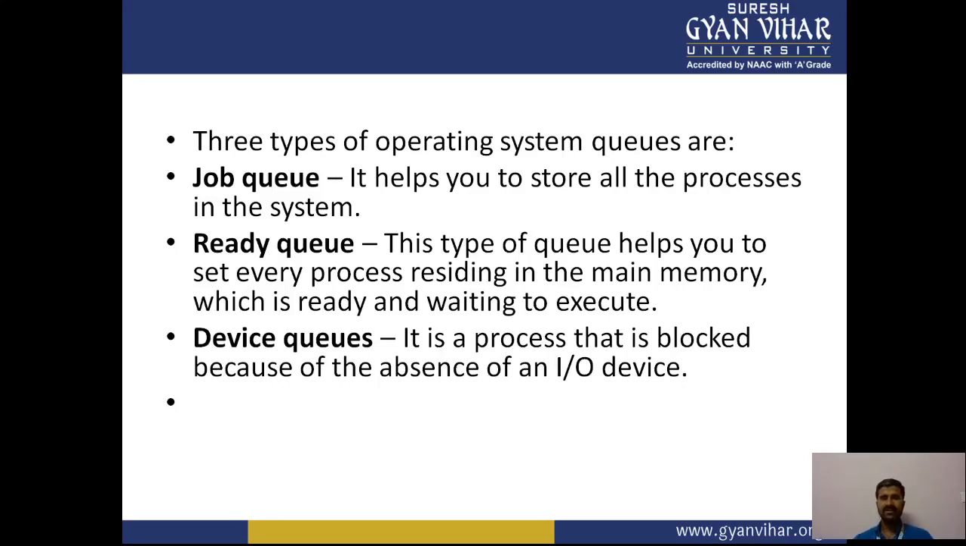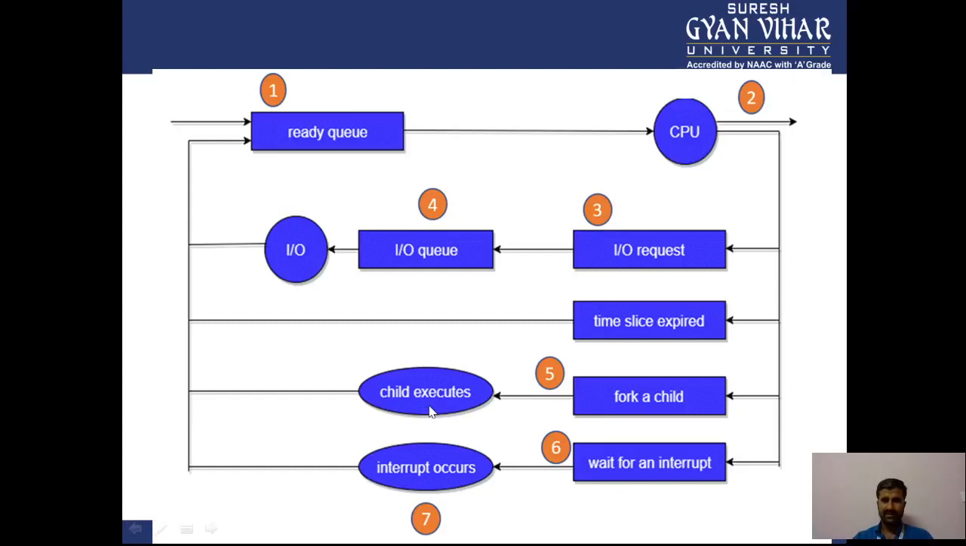So we say that process scheduling is an operating system task that schedules processes of different states like ready, waiting, and running state, right? So this is all about the things that we have discussed.